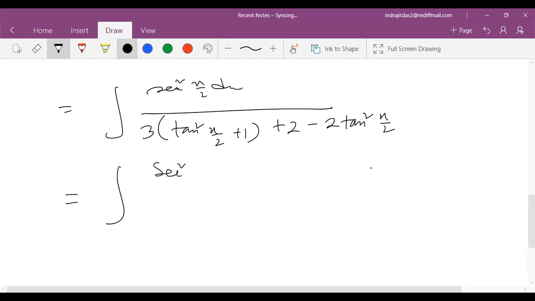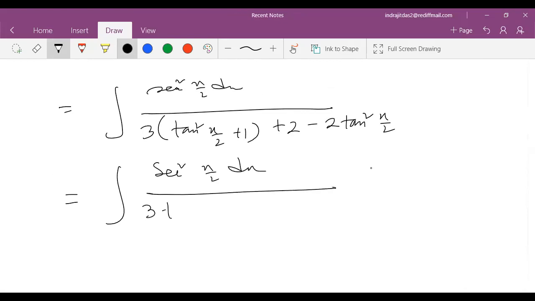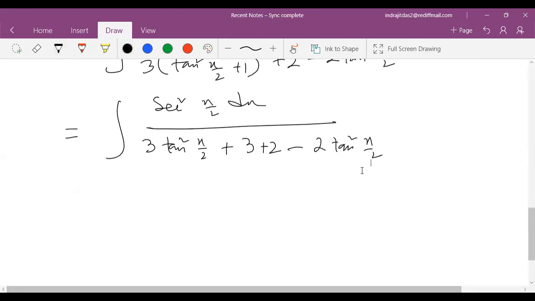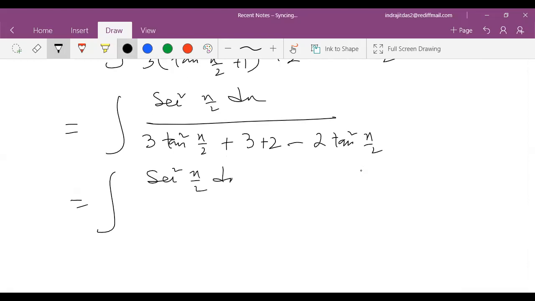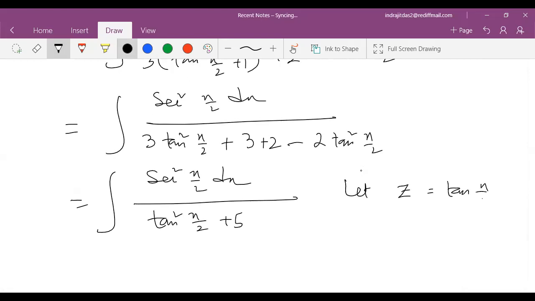Sec square x by 2 dx by, bracket opened, 3 tan square x by 2 plus 3 plus 2 minus 2 tan square x by 2. So what you are finding, that result is now, the question is now sec square x by 2 dx whole by only tan square x by 2 plus 5. Now let z is equal to tan x by 2. So this is the method.